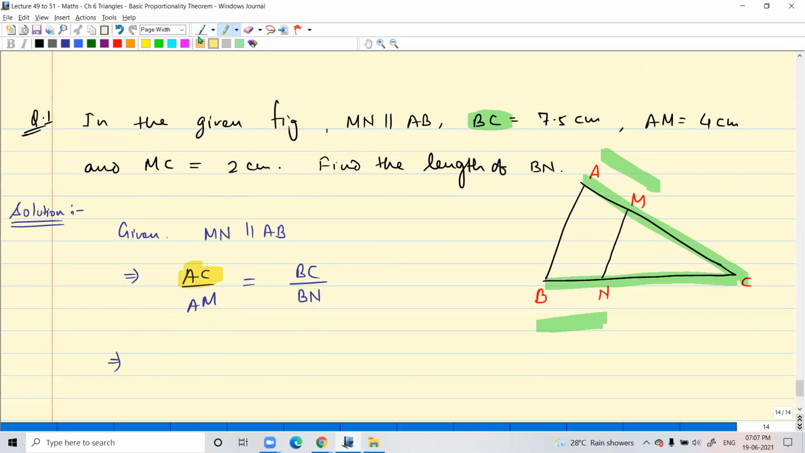Sir, I took it as the reciprocal of this. Yes, actually you should have done that. Okay, you can do that, but I wrote it like this, let it be. If you can understand that, writing the reciprocal will help you better. So do that, okay? It's better you do it like that. So for now, I will write AC as AM plus MC, right? AM plus MC by AM is equal to BC by BN.